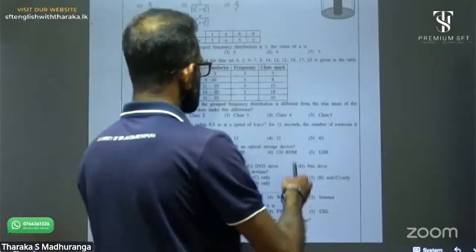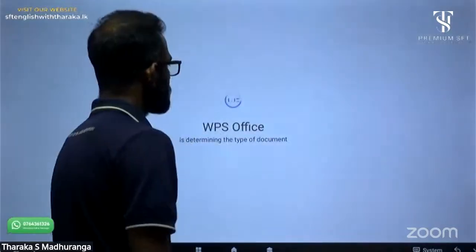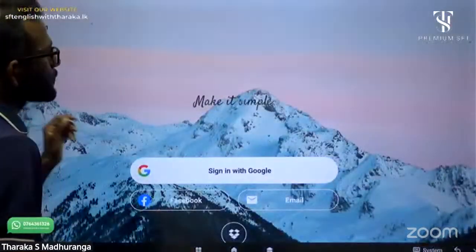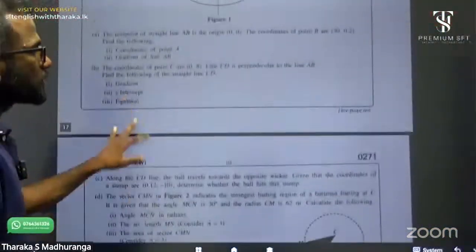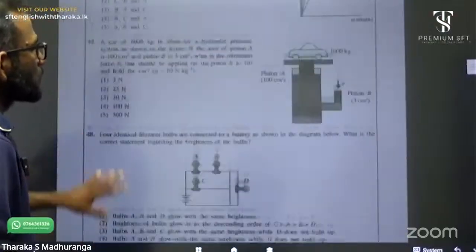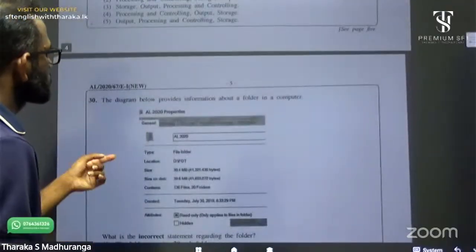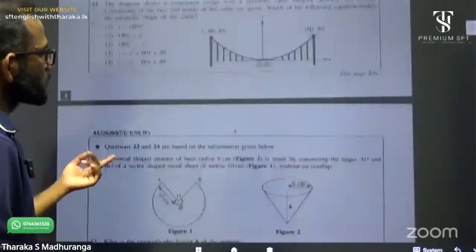No quadratic function. I think 2020 there is a question. Yeah, this is a question, Dinul, we discussed yesterday. Again, I think 2023 there was essay question. This one. Yeah.